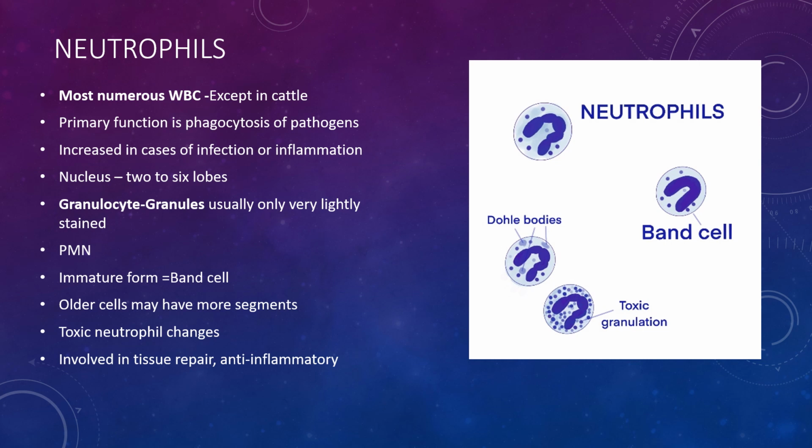Neutrophils are the most numerous white blood cell, except in cattle, in which lymphocytes are the most numerous. Their primary function is phagocytosis of pathogens, and they will be increased in the blood in cases of infection or inflammation. Their lifespan is usually about 4 to 6 hours. Their nucleus will have 2 to 6 lobes or segments.